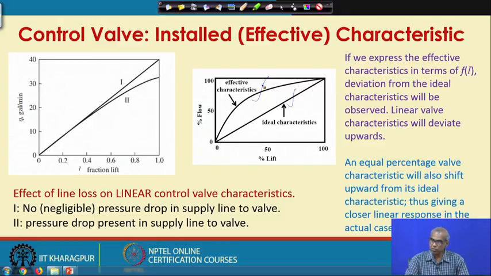An equal percentage valve characteristic will also shift upwards from its ideal characteristic. Thus, it will give a closer linear response in the actual case.